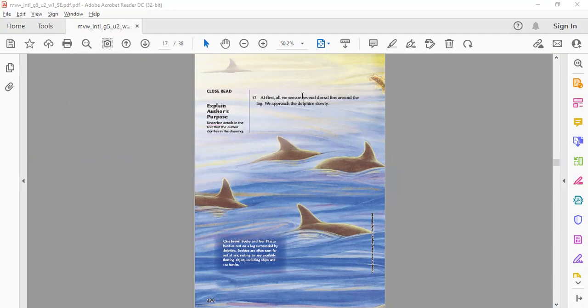Yes, we see several dorsal fins. Very good. And what we can see also is dorsal fins. So the author clarified that they and us can see only dorsal fins. Very good. Can see only dorsal fins.